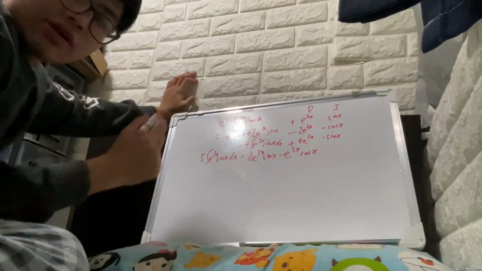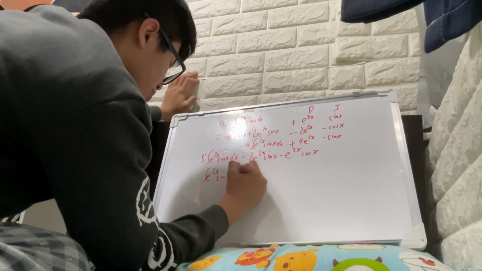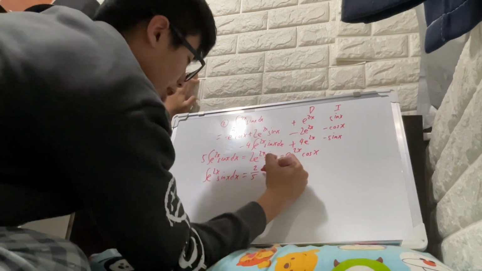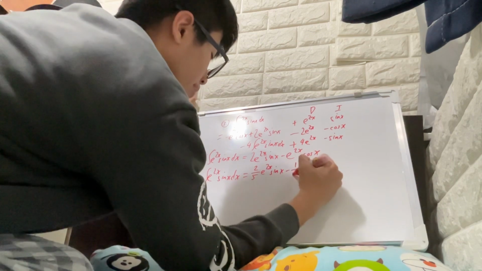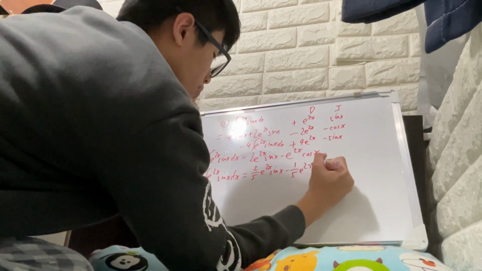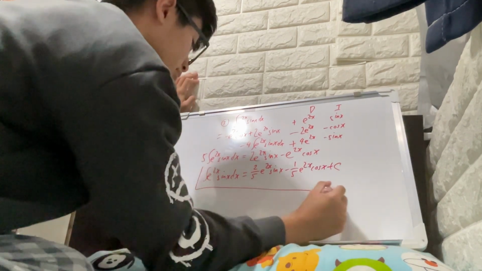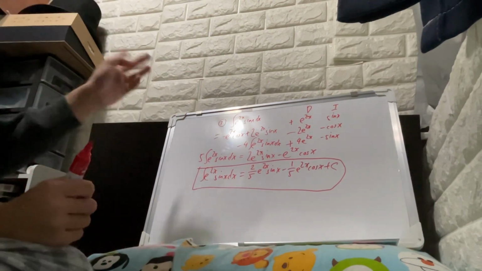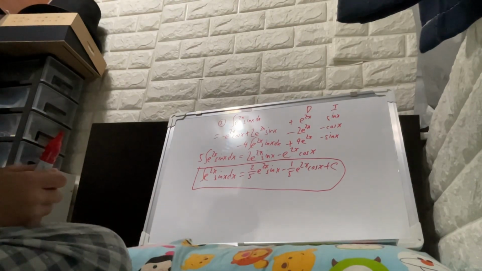So we can divide by 5 on both sides. The integral of e to the 2x sine x is equal to 2/5 times e to the 2x sine x minus 1/5 times e to the 2x cosine x. And don't forget to add c, and this is our answer. It's only number 3. We have 17 more to go. Let me check the answer.